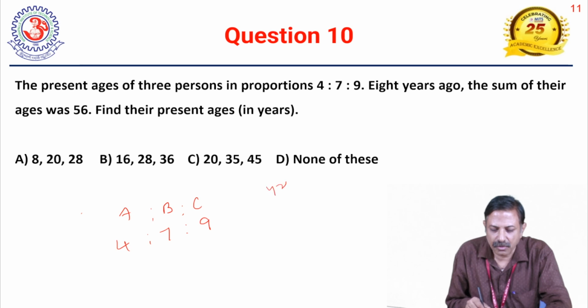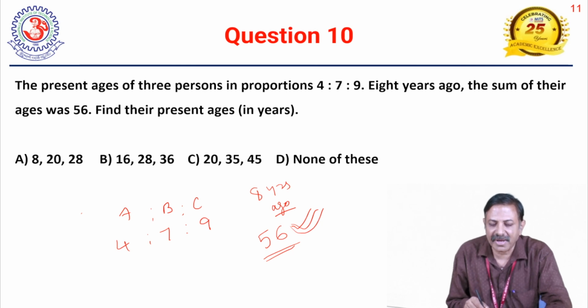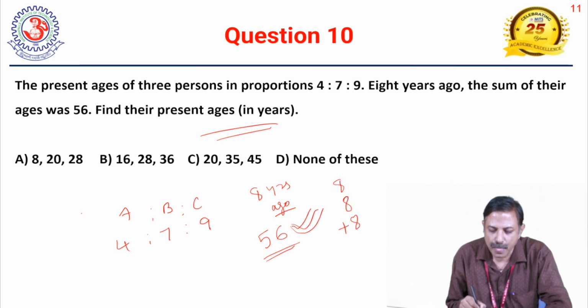8 years ago means we have to decrease 8 years for A, 8 years for B, 8 years for C. The sum of the ages was 56. Now, 8 years ago, the sum of the ages of A, B, C, he is telling, was 56. Now, if you want the present years, we should add 8 for A, 8 for B, 8 for C.